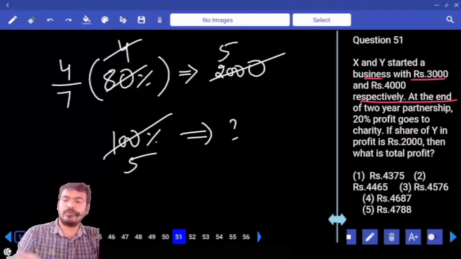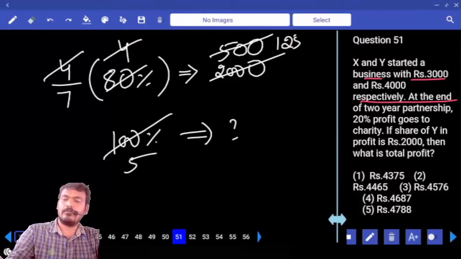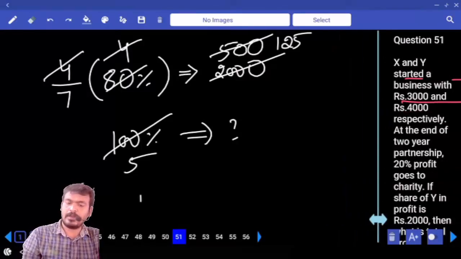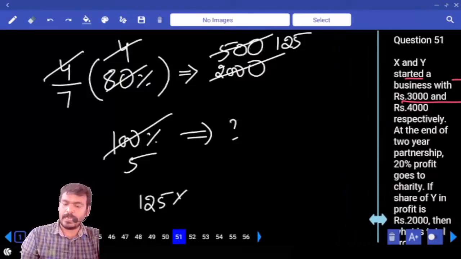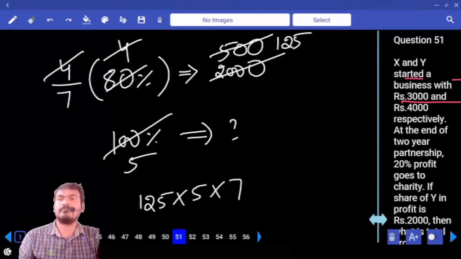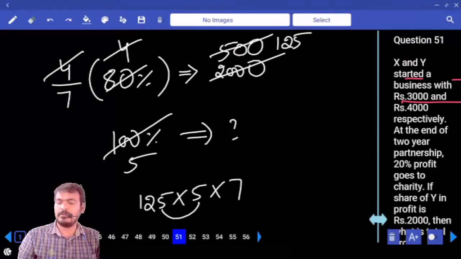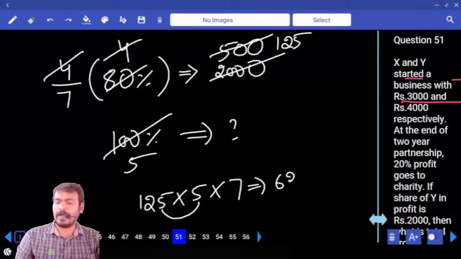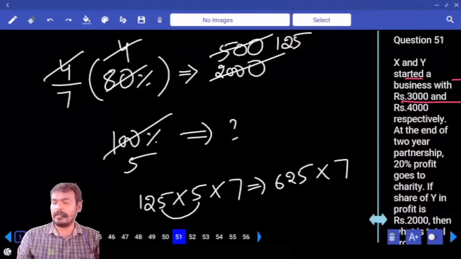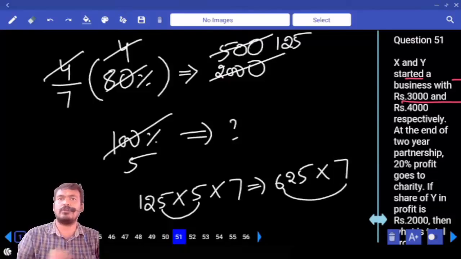4 how many times 200? 500 times or not? 4 how many times 500? 125 or not? 125. Then answer 125 into 5 into 7 or not? Okay, 125 into 5 means 625 into how much value? 7. Answer must be more than 4200 or less than 4200?